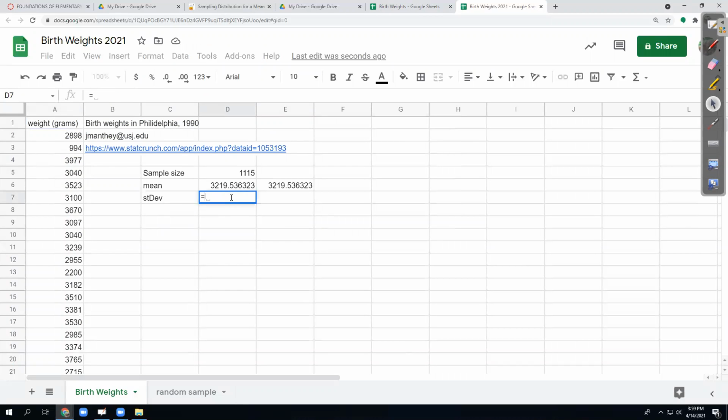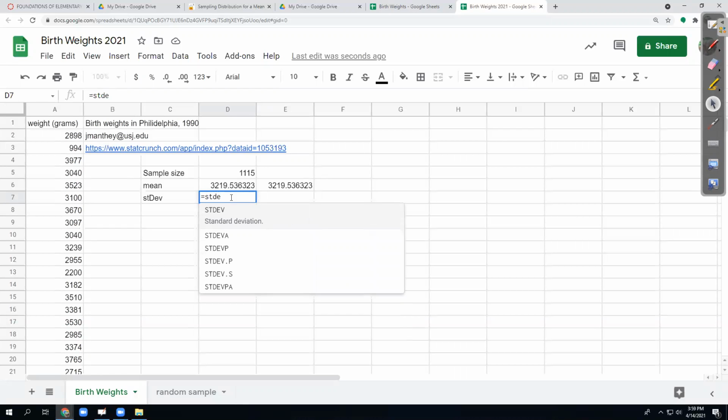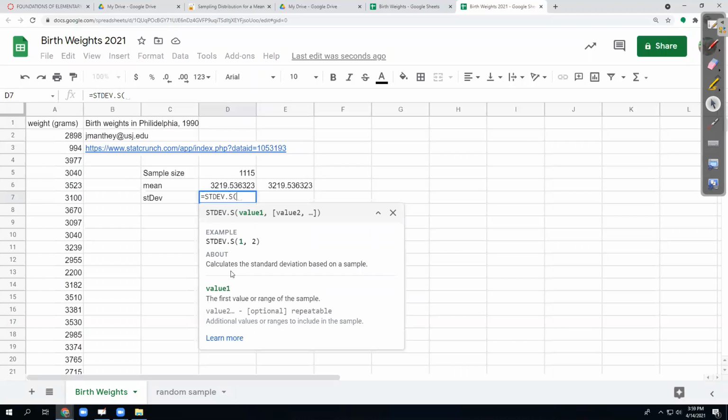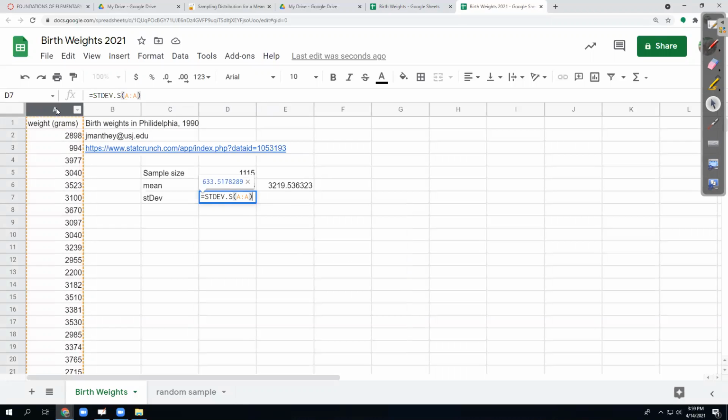Standard deviation is usually STDEV.S, because mainly we work with samples, rarely do we have the whole population. And then data. Okay, so we have that, and then let's round it. These are all whole number grams. The general rule in statistics is to round one more decimal place than the data had, so I would round these to the nearest tenth. So let's clean that up.